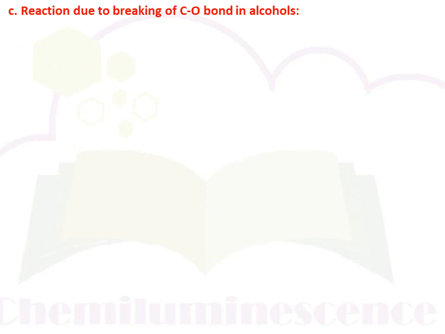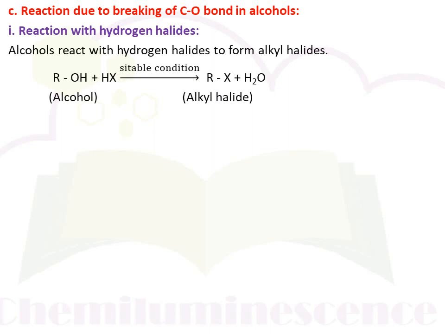Reactions due to breaking of the C-O bond in alcohols. The first reaction is the reaction of alcohol with hydrogen halide. Alcohol on reaction with hydrogen halide under suitable conditions forms alkyl halide. This reaction is used for the synthesis of alkyl halides.